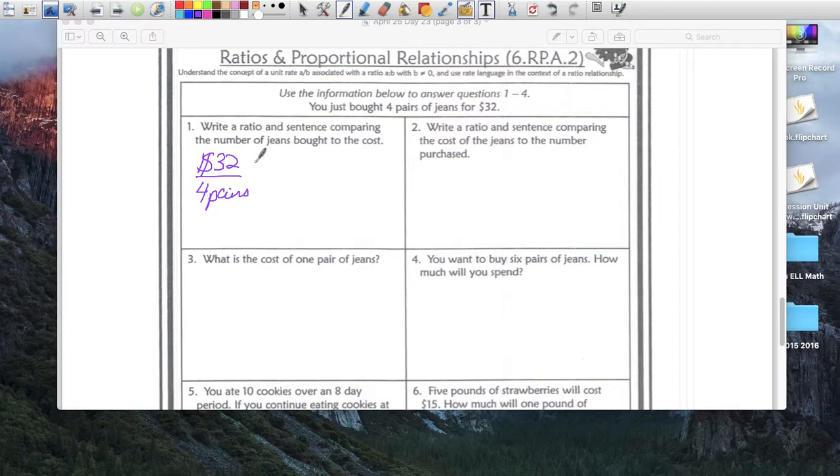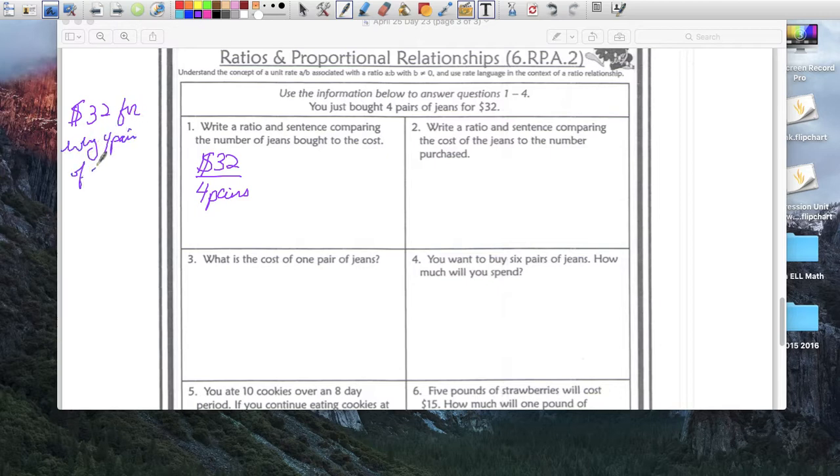Okay. Write a ratio and sentence comparing the cost to the number of jeans. $32 for every 4 pair of jeans. I'm not writing it, but that's what it is. Oh, I'll write it. $32 for every 4 pair of jeans.